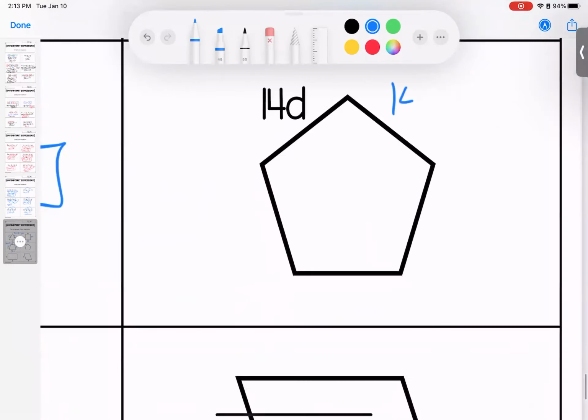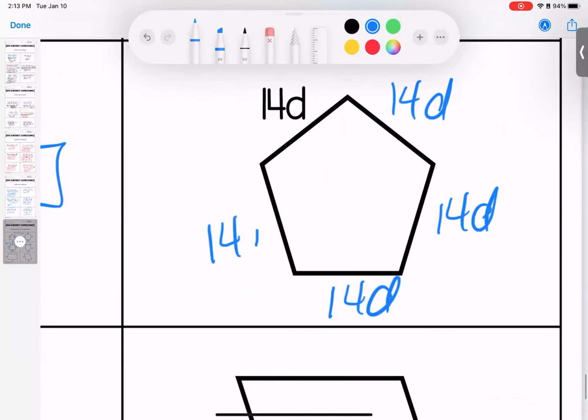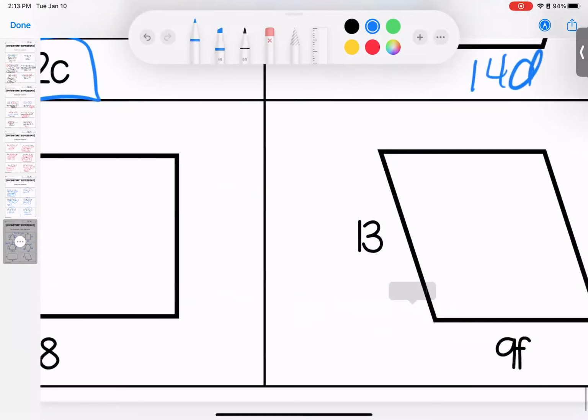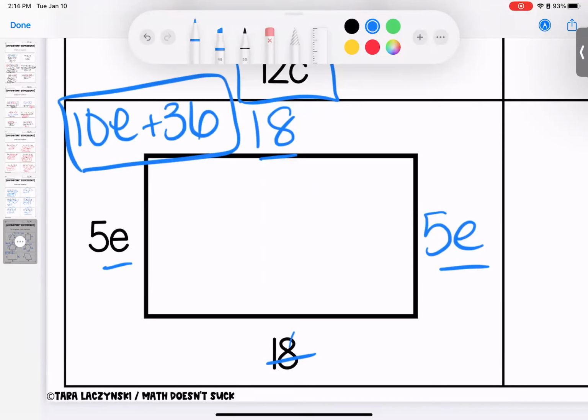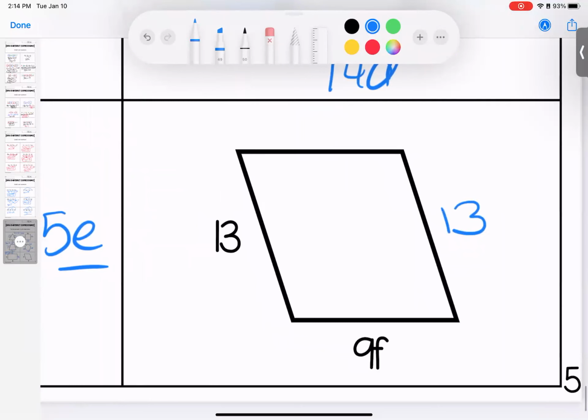For this one, all of these pieces would be equivalent. So 14 plus 14 plus 14 plus 14 plus 14 gives you 70d. Over here, we have opposites are the same. 5e plus 5e is 10e. 18 and 18 is 36. One more over here. Opposites are the same. 9 and 9 is 18f. 13 and 13 is 26.